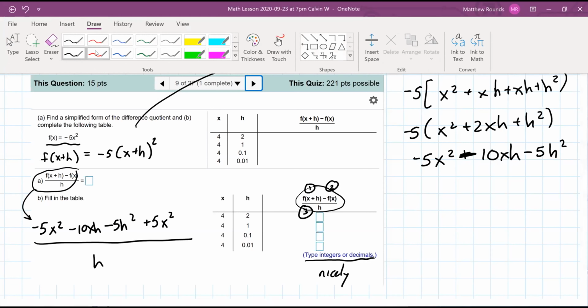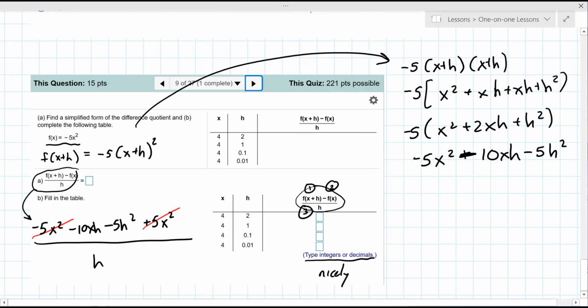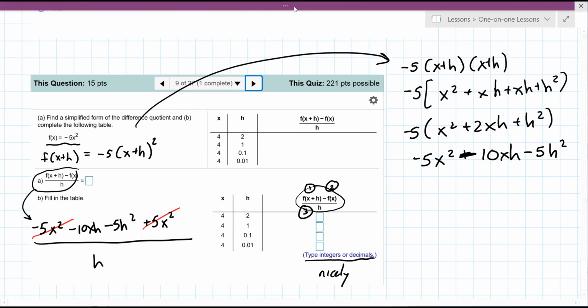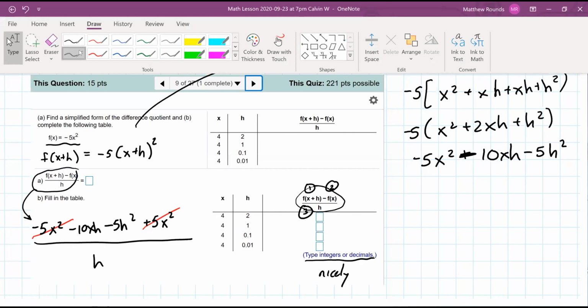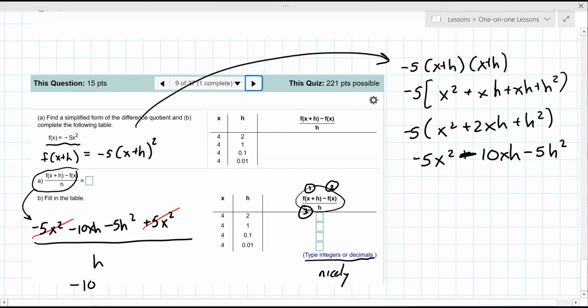I'm going to do that in red here. And then these cancel. Factor out another h. Then the h actually divides out, so it ends up becoming just minus 10x minus 5h. So this is minus 10x minus 5h. And then it is much easier. I led you down the wrong direction because I didn't realize it wanted a. You just fill in this table for those x and h values.